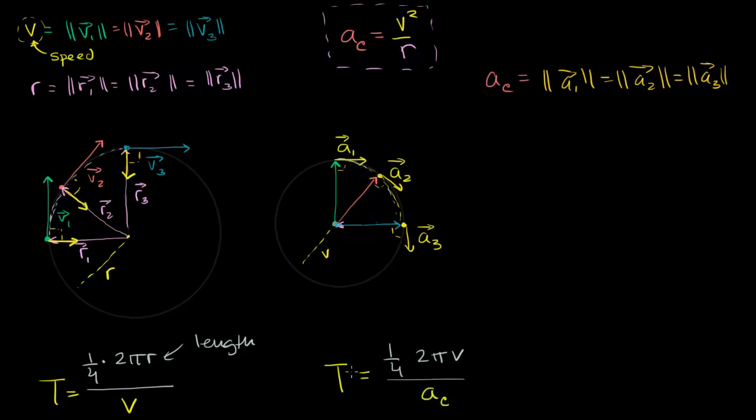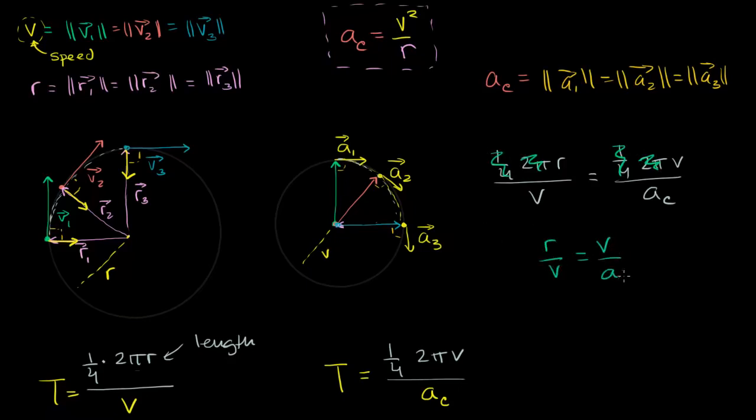And these times are going to be the exact same thing. The amount of time it takes for the position vector to go like that is the same amount of time it takes the velocity vector to go like that. So we can set these two things equal to each other. So we get, on this side, 1/4 times 2 pi r over v is equal to 1/4 times 2 pi v over the magnitude of our acceleration vector. And now we can simplify a little bit. We can divide both sides by 1/4, get rid of that. We can divide both sides by 2 pi, get rid of that. Let me rewrite it. So then we get r over v is equal to v over the centripetal acceleration.